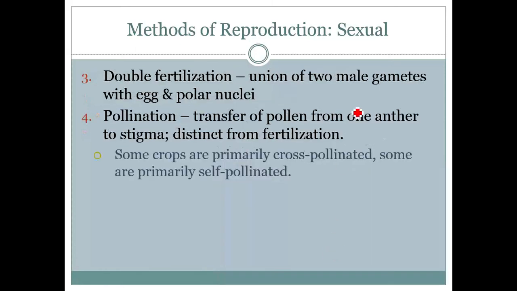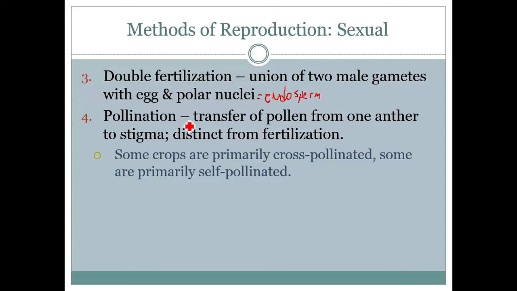And it's the union of two male gametes with the egg and the polar nuclei. The egg and the polar nuclei are both within the ovule. The union of the male gamete with the egg will produce the embryo. The union of male gametes with the polar nuclei will produce the endosperm. And this will feed the young embryo and help that seed germinate, and feed the young developing embryo and young developing seedling at the same time.